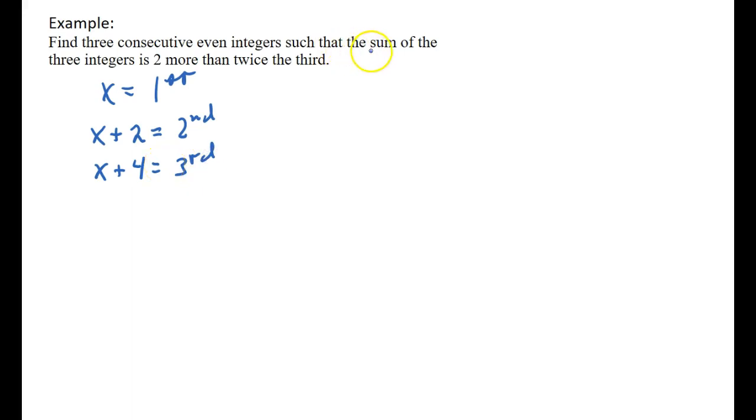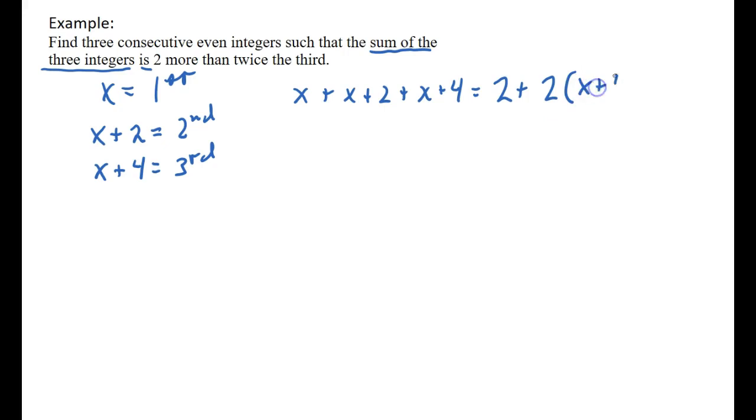Okay, so the sum of the 3 integers, that means add them all up, x plus x plus 2 plus x plus 4. That's first plus second plus third equals 2 more than twice the third, 2 times the third number. That's our equation. Let's go ahead and solve it. So I've got 3x plus 6 on this side. I've got 2 plus 2x plus 8 on this side. And if I subtract 2x from both sides, I get x plus 6 equals 10.